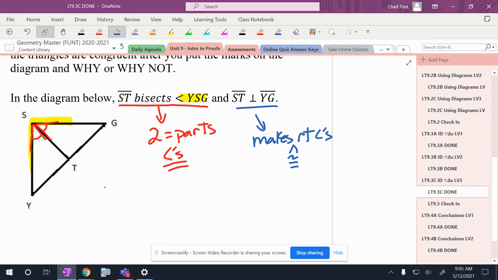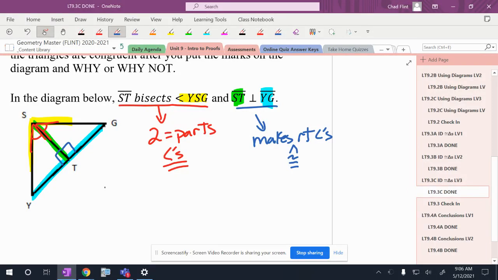So I want to have congruent angles, congruent sides. So I don't just want to say there's one right angle. I want to say that there's a pair of congruent right angles someplace in here. So where are those right angles? Well, ST is that line. YG is that line. The right angles are where they hit, which means they'd be there and there. All right, so there's my right angles. That's all it tells me.